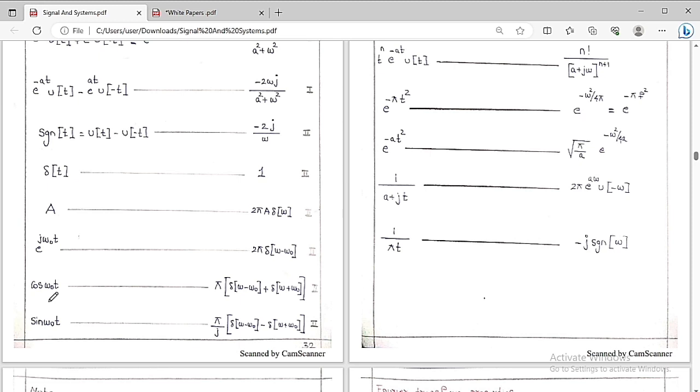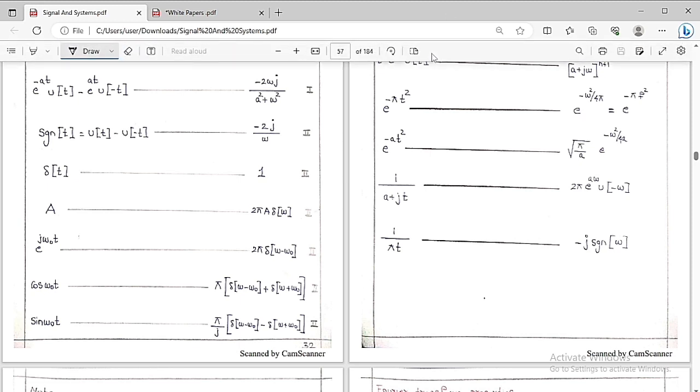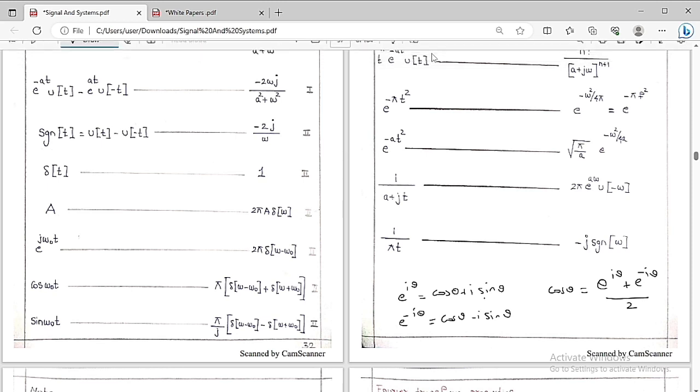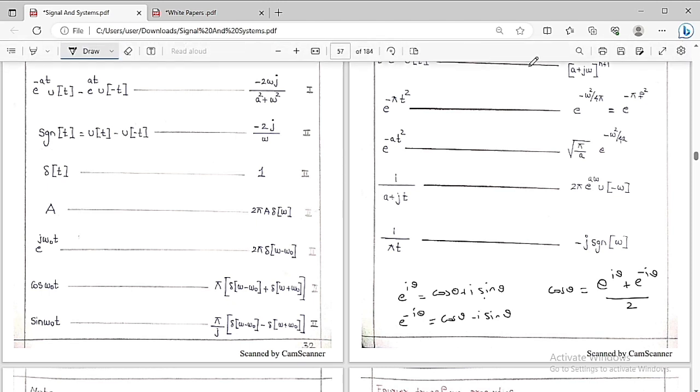Let me tell you here. e to the power of j theta is nothing but cos theta plus j sin theta. And e to the power of minus j theta gives cos theta minus j sin theta. If you want cos theta, just add these two, then we get e to the power of j theta plus e to the power of minus j theta, divided by 2. In place of theta, substitute omega naught t. Therefore cos omega naught t is equal to e to the power of j omega naught t plus e to the power of minus j omega naught t, divided by 2.